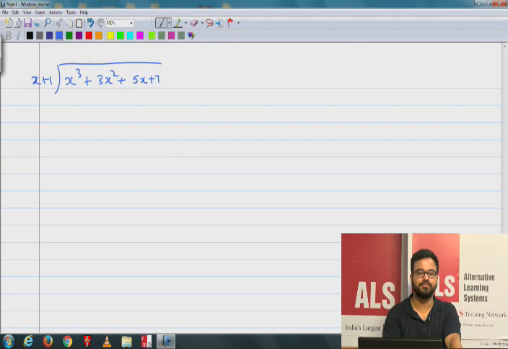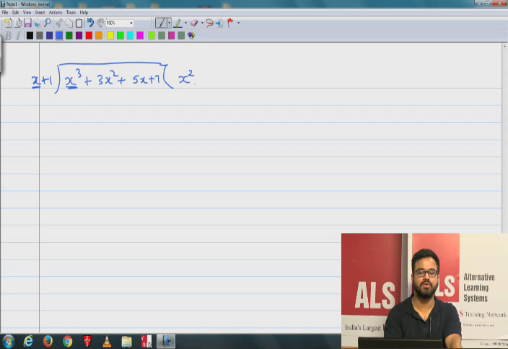First we have to make sure that the polynomial is arranged in ascending or descending order, like the highest term first, then the lowest term, and so on. Similarly the divisor is also in the form of x plus 1. So first we see that here it is x and here it is x cube. So we will multiply x with x square.